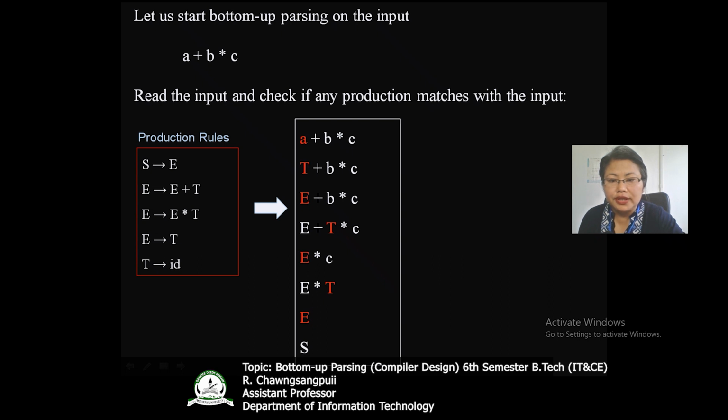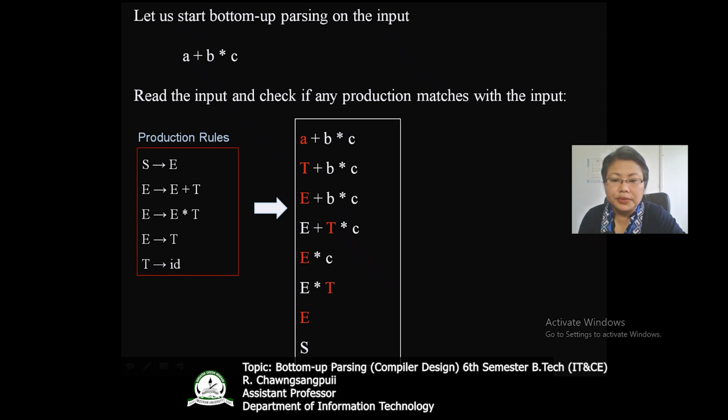This A can be replaced by ID, which in turn can be replaced with the left side of the production, the non-terminal T. So T is put here and then plus B into C. Now in the place of T, what can be substituted? We check the production rules again. You have E can have the form T. So in the place of the non-terminal T, since the production rule E can have the form T is there, it can be replaced by E, which you see here on the 3rd line. So now we have the input stream E plus B into C.